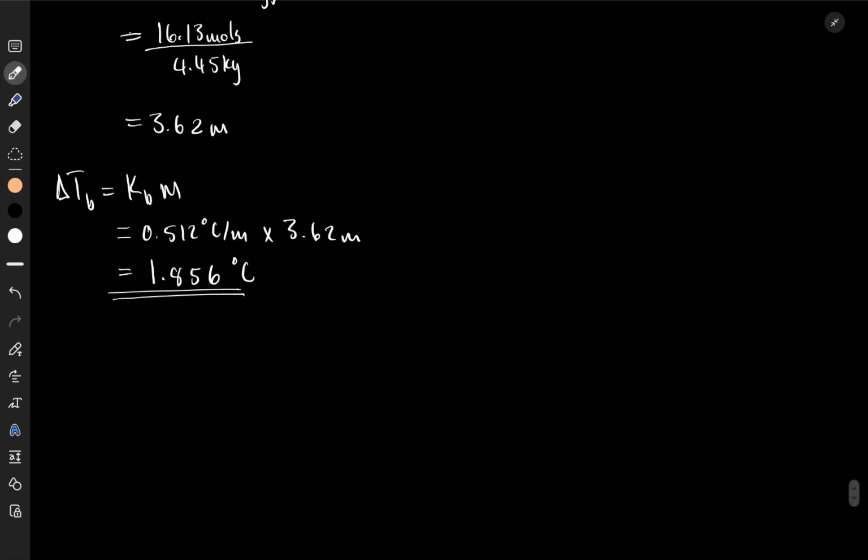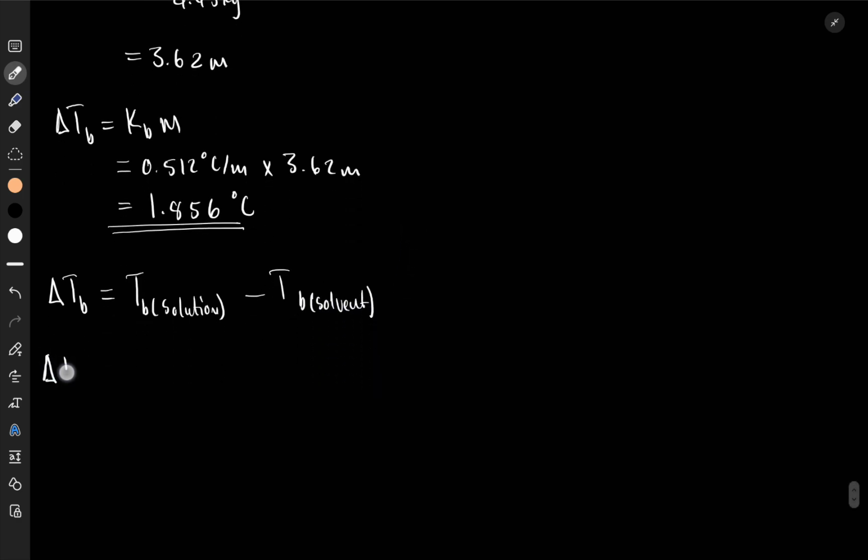Then we have found our delta T, and the last step would be to say that delta TB is equal to TB for the solution minus TB for the solvent. They want it for the solution, so we take the solvent to the other side. We say delta TB plus the temperature of the solvent is equal to the temperature of the solution.